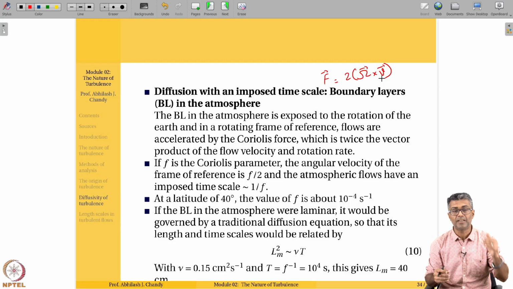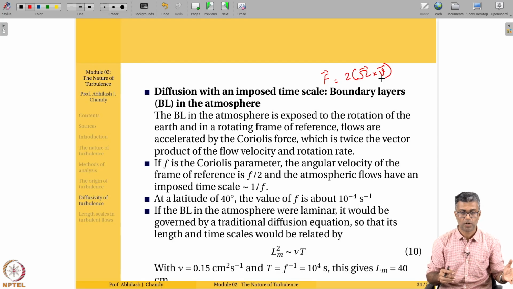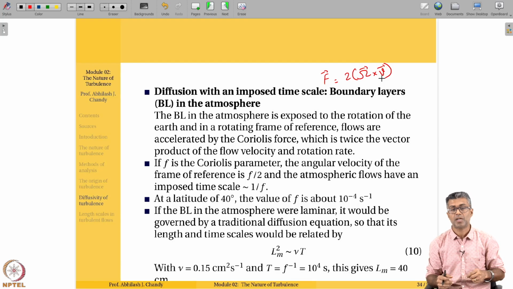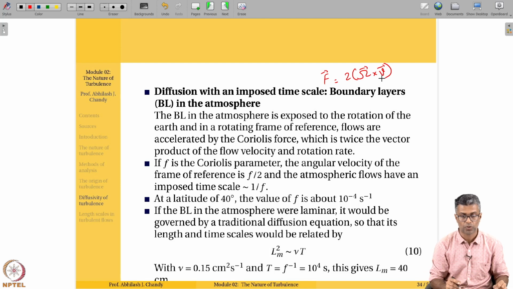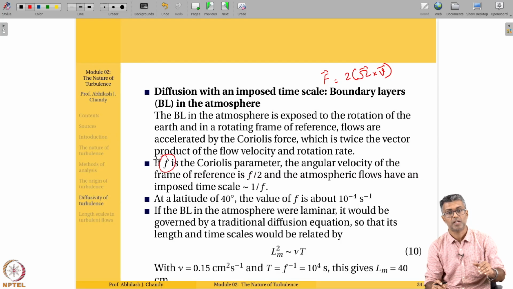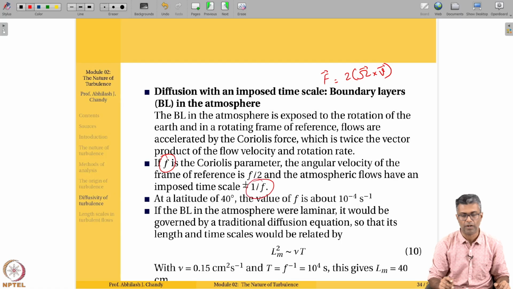Now obviously this influences the atmospheric boundary layer, the strength of the boundary layer. Let's represent this Coriolis force by something called a Coriolis parameter. If small f is the Coriolis parameter, the angular velocity of the frame of reference, say, is f by 2. So it is a function of the Coriolis parameter, and in that case, the atmospheric flows will have an imposed time scale of 1 over f.